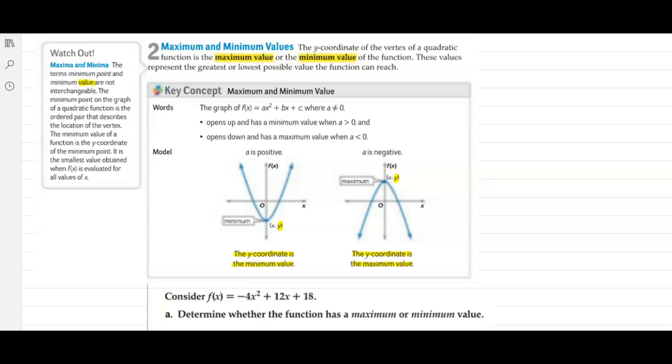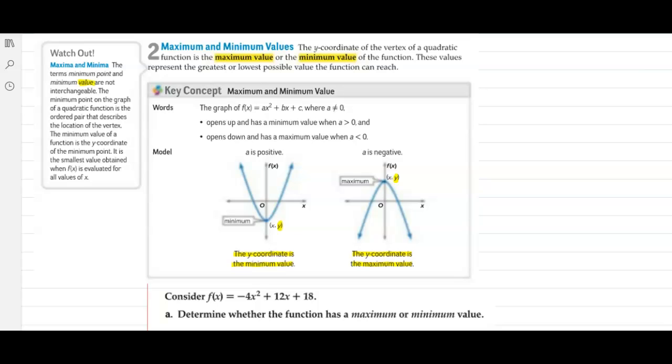Looking back at this key concept box, if your quadratic equation has a leading coefficient that's positive, the parabola opens up. If the leading coefficient is negative, it flips upside down and the parabola opens down.